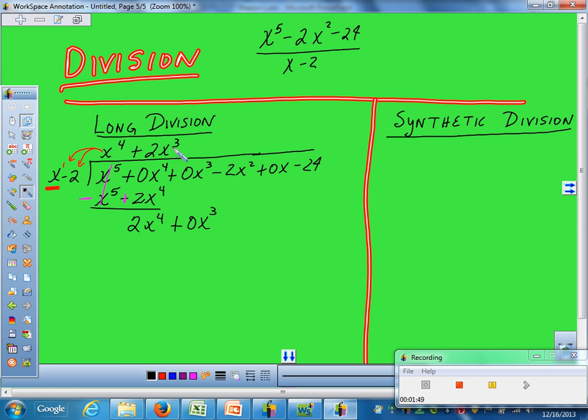So 2x cubed times x is 2x to the fourth. You have to get the exact same thing. 2x cubed times negative 2 is going to be a negative 4x cubed. Now what? Subtract, change the sign, that cancels. So this is now 4x cubed when I add down 0 plus 4. Drop the next term. Are we having fun yet?